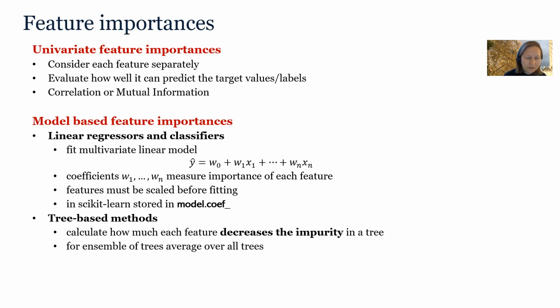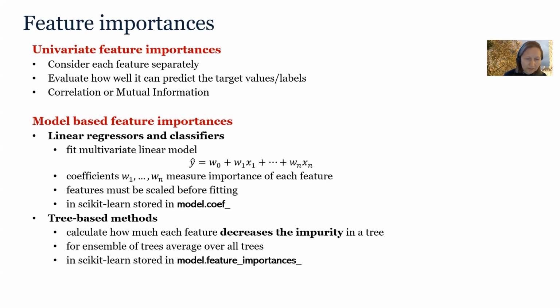A different way to calculate feature importance is in tree-based methods. In this type of method, we can calculate how much each feature decreases the impurity in a tree. And if we have an ensemble of trees, then we can average over all trees.